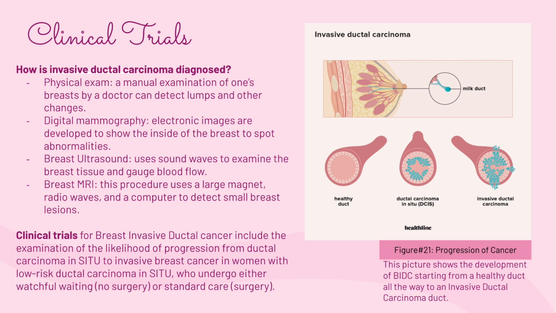The next way is digital mammography, which is electronic images that are developed to show the inside of the breast to spot abnormalities. Next, we have breast ultrasound. This uses sound waves to examine the breast tissue and gauge blood flow. And finally, we have breast MRI. This procedure uses a large magnet, radio waves, and a computer to detect small breast lesions.